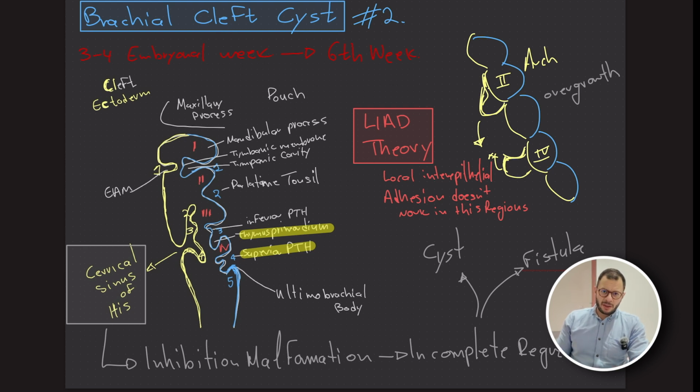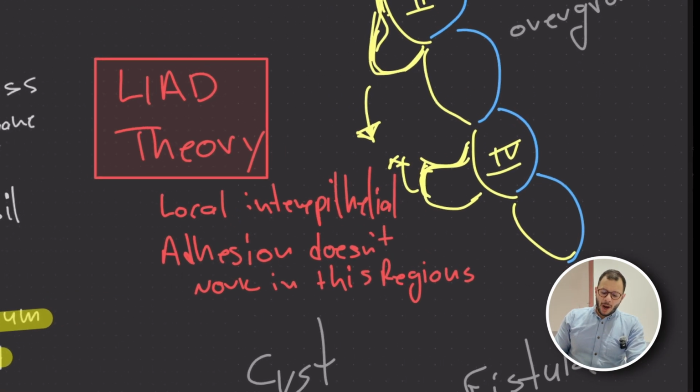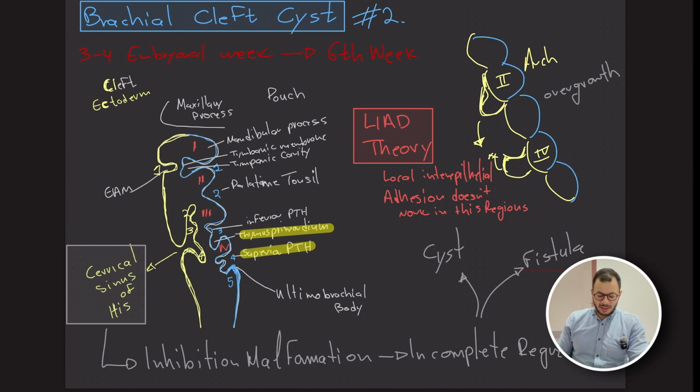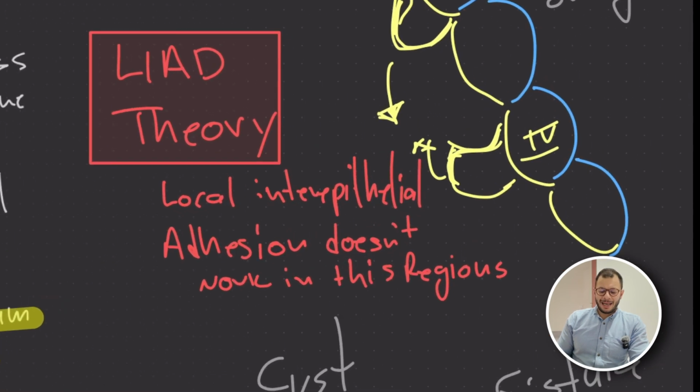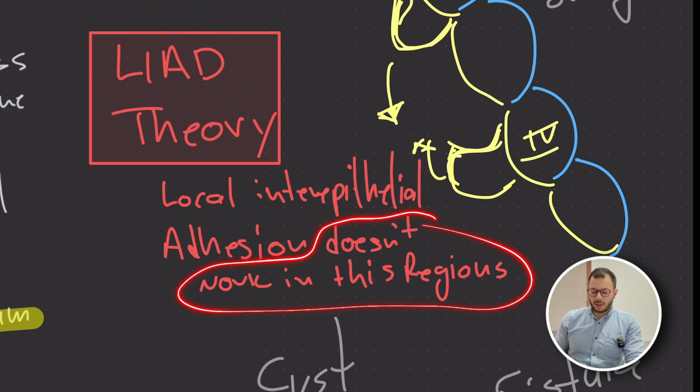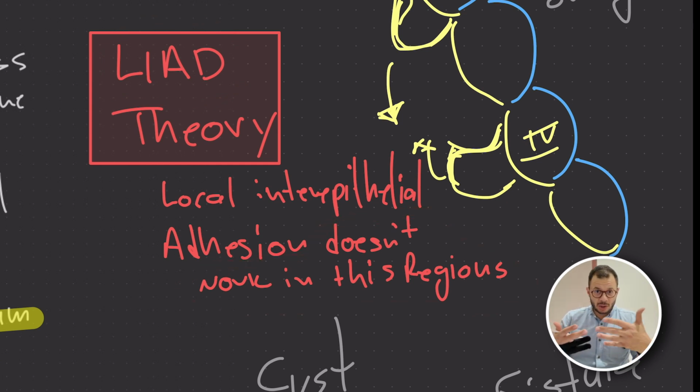There is a very common theory of why the cervical sinus of His doesn't close, and this is called the LIAT theory. The only thing that you need to know here is that LIAT is an acronym for local intraepithelial adhesion, and local intraepithelial adhesion does not work in this region. That's why the cells don't come together and they don't close this sinus.